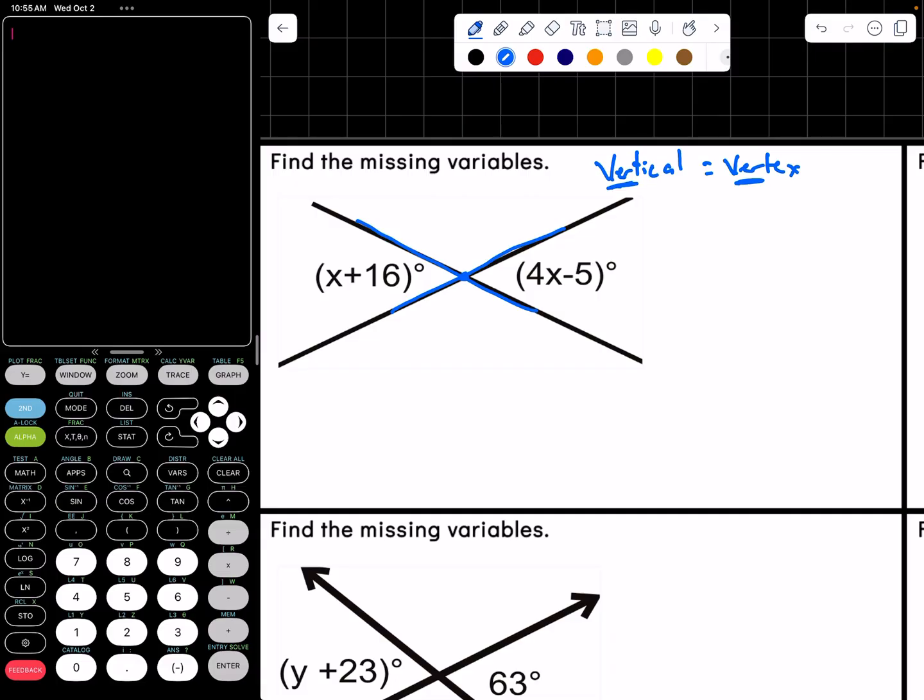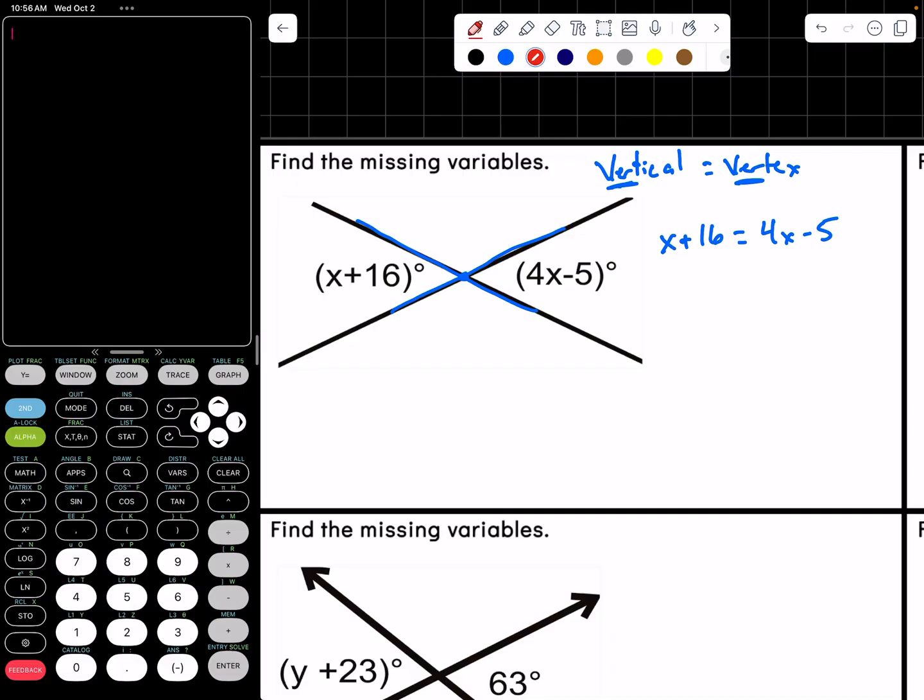And once I realize they only share a vertex, so that makes them vertical angles, we've got to remember vertical angles are congruent to each other, which is going to help us big time because now we can write our equation: x plus 16 has to equal 4x minus 5. Now that I have this, I can solve this down because I can get my x's on the same side.